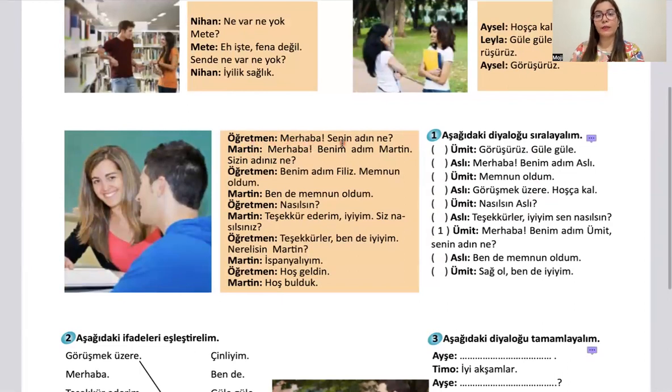Öğretmen: Merhaba, senin adın ne? Martin: Merhaba, benim adım Martin. Sizin adınız ne? Öğretmen: Benim adım Filiz. Memnun oldum. Martin: Ben de memnun oldum. Öğretmen: Nasılsın? Martin: Teşekkür ederim, iyiyim. Siz nasılsınız? Öğretmen: Teşekkürler, ben de iyiyim. Nerelisin Martin? Martin: İspanyalıyım. I'm Spanish, I'm from Spain. Öğretmen: Hoş geldin. Martin: Hoş bulduk.